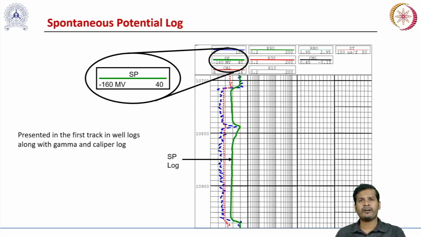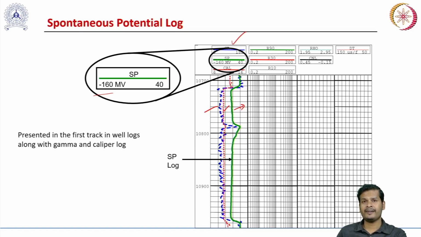It is generally recorded in the first track along with the gamma ray log and the caliper log. So you can see here the scale is from minus 160 to 40 in this figure. So it is the first track. The red one is the caliper curve, the blue one is our gamma ray curve, and green is our SP curve.